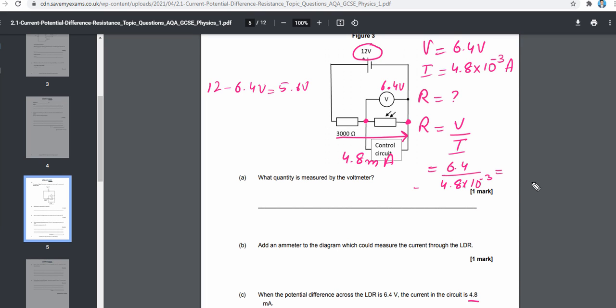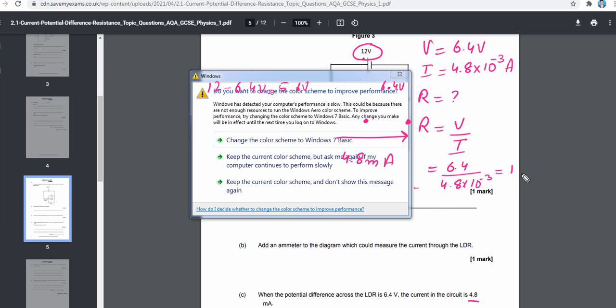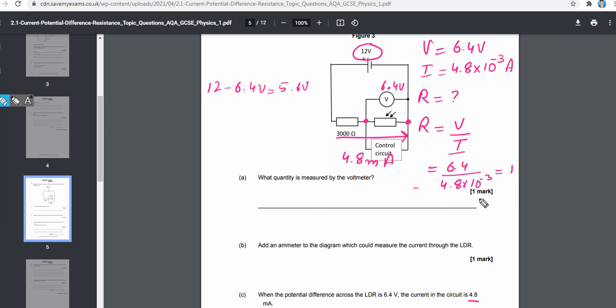So that is 6.4 divided by 4.8 times 10 to the power of negative 3. Alright, so the resistance will be equal to 1333.3 ohms. So this will be the resistance of the LDR, 1333.3 ohms. Now let's move on to the next part.